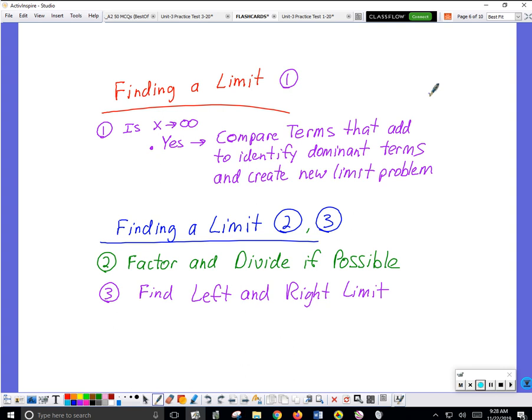I first check to see: is the limit of x approaching infinity? If yes, I'm going to compare terms that add to identify dominant terms so I can create a new limit problem. If not, which is the case in number 14 that Lauren is asking about, I'm going to look to see if I can factor and divide if possible. Good chance for some people writing this down, so wait just a minute.